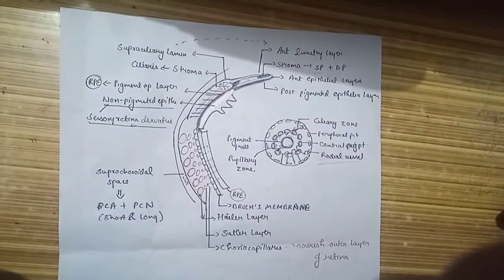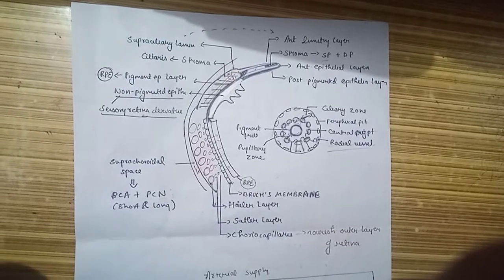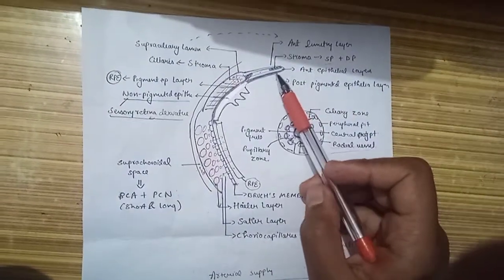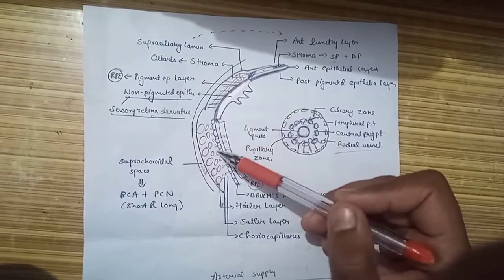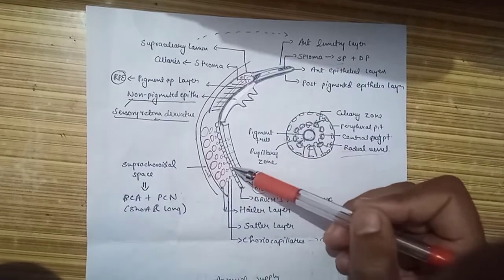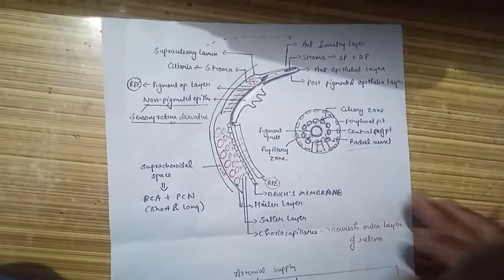Hello everyone. So today we will be discussing the clinical anatomy of the uveal tract. So discussing the anatomy of iris, ciliary body and choroid. To make things easier, we will start with the anatomy of choroid and then everything will make sense.